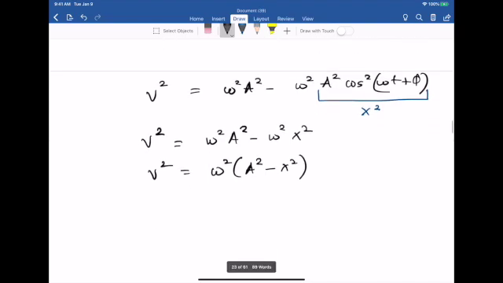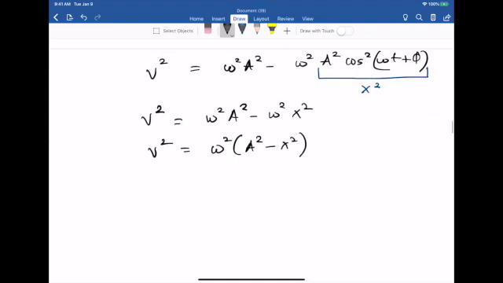And if I just factor out the omega squared, and then if I take a square root of both sides, I get v is equal to plus minus, because I'm taking a square root, omega square root of a squared minus x squared, right? And this is the expression. This is exactly what I was looking for.